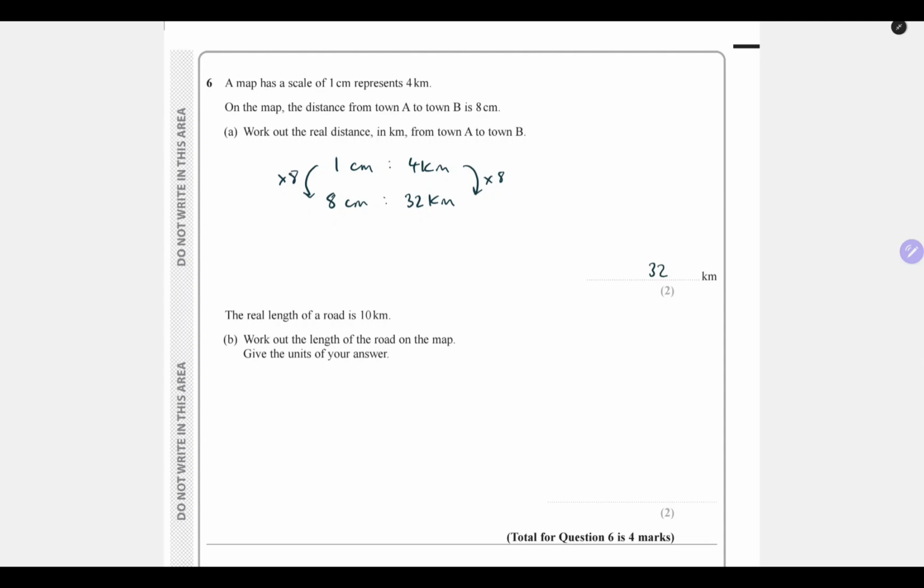Question B says, the real length of a road is 10 kilometers. Work out the length of the road on the map. Give the units of your answer. So we know that 1 centimeter is 4 kilometers, and we need to work out what 10 kilometers is going to look like. So we ask ourselves, how do you go from 10 to 4? We're going backwards in our ratio, so we're going to divide. So that's 10 divided by 4, which is equal to 2.5. And so the answer is 2.5 centimeters.